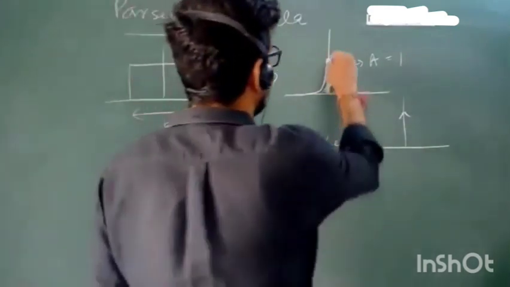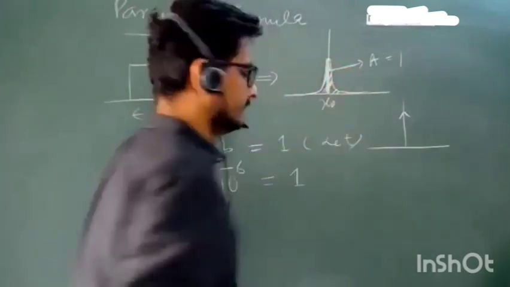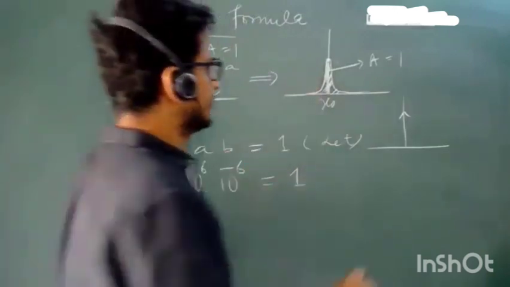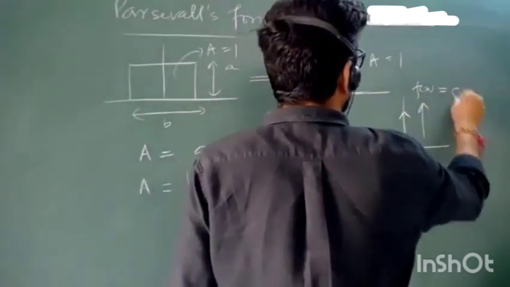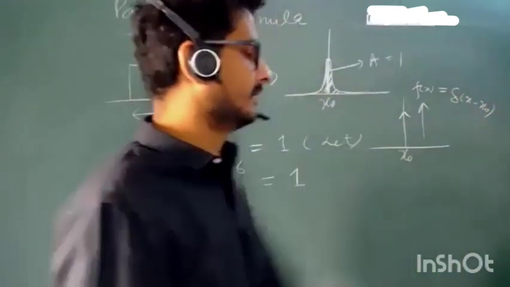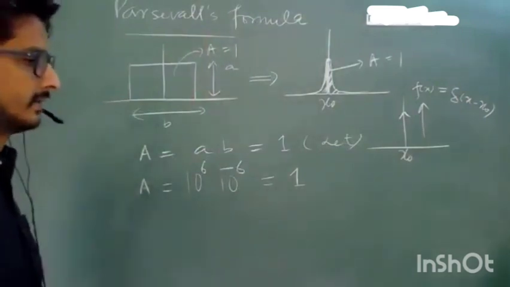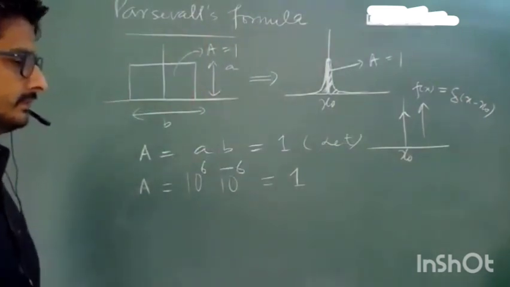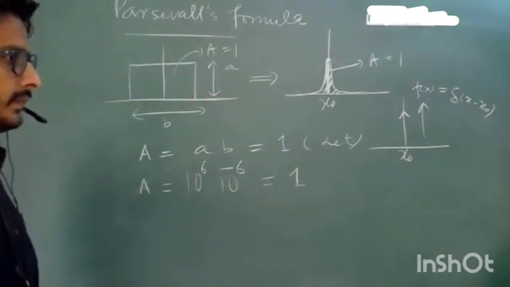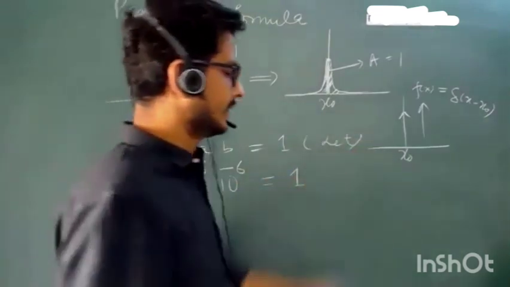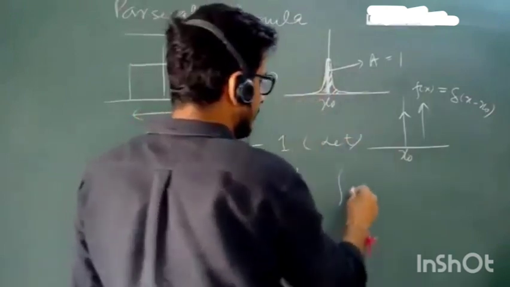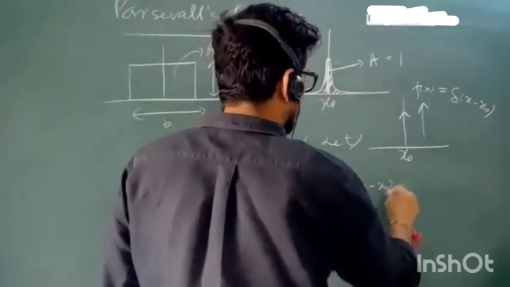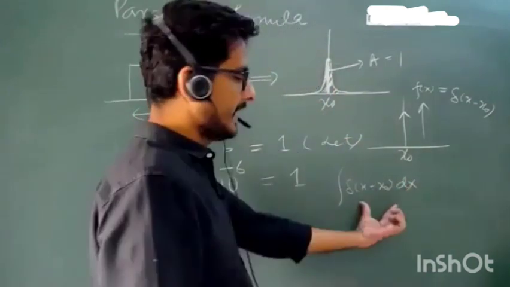And what is its location? X naught is its location. Here also the location is x naught, and this is also a function, and we represent it like delta of x minus x naught. The meaning is that its location is at x naught. So this is known as the Dirac delta function. The area under the curve is 1. So when I take the integral of delta of x minus x naught dx, this is the area under the curve.